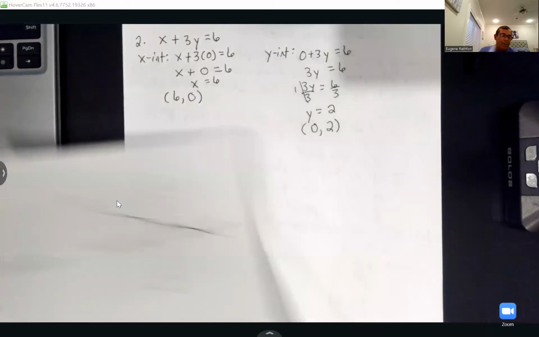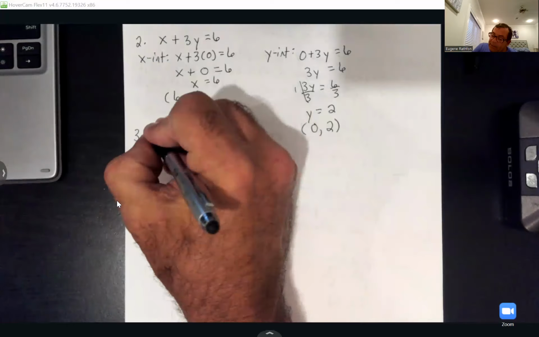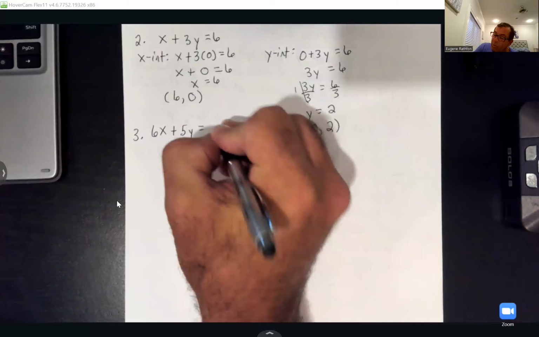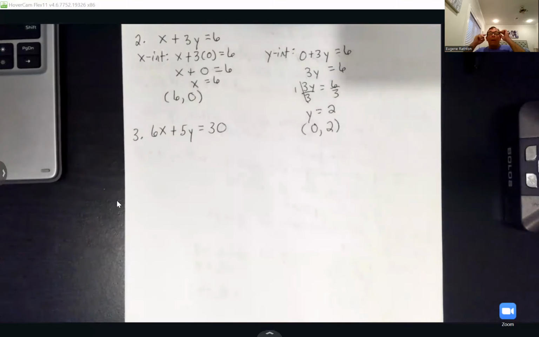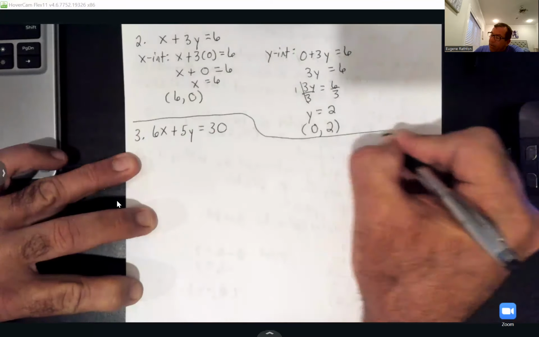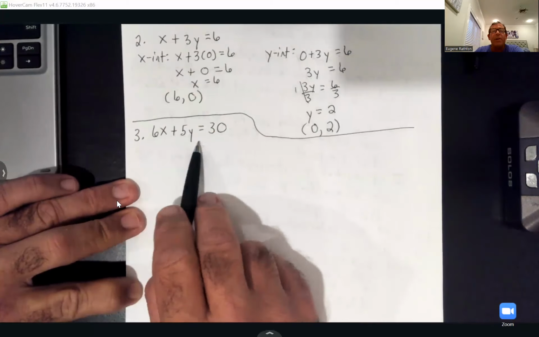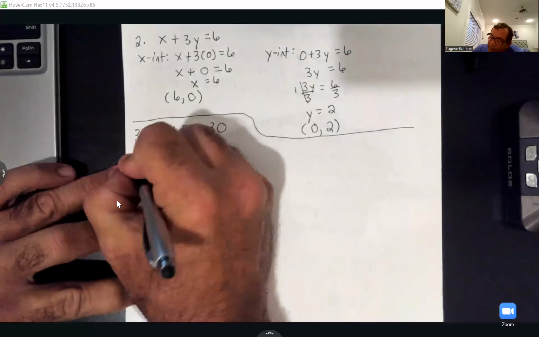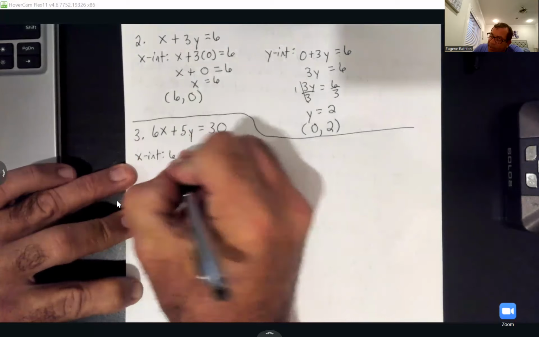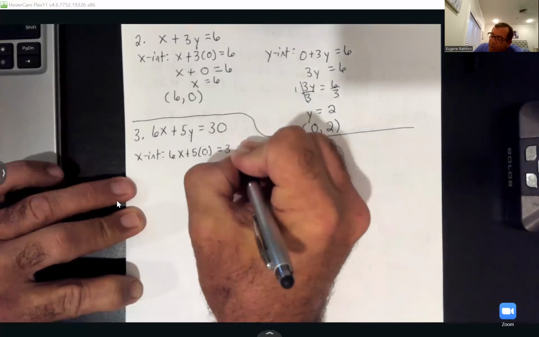All right, let's do a few more of these. So this would be like number 3. 6x plus 5y equals 30. And you see, another good thing about doing these intercepts, I don't have to solve it for y first. I can just plug in for my variables and then solve them, okay? So let's find our x-intercept. Set y equal to 0. So we get 6x plus 5 times 0 equals 30.